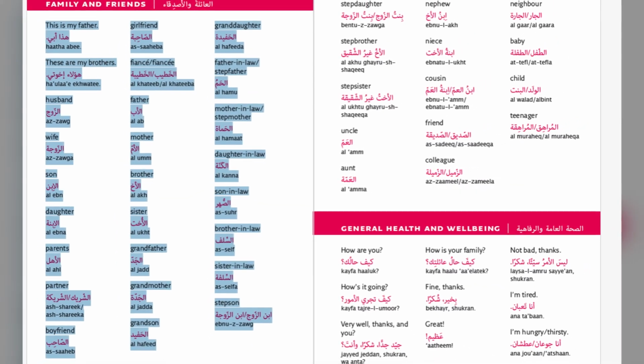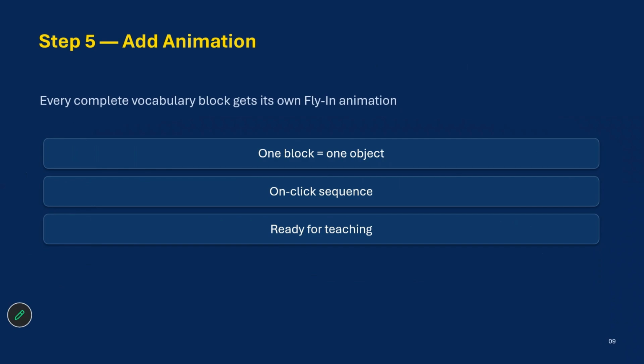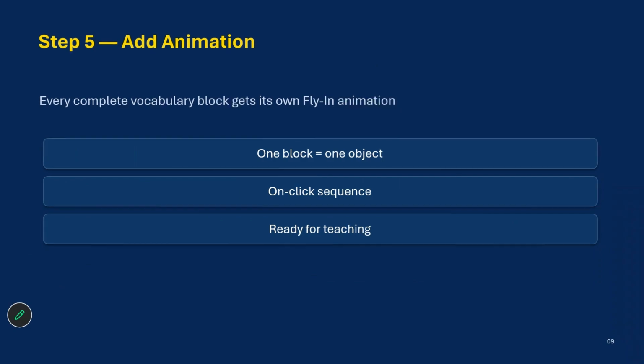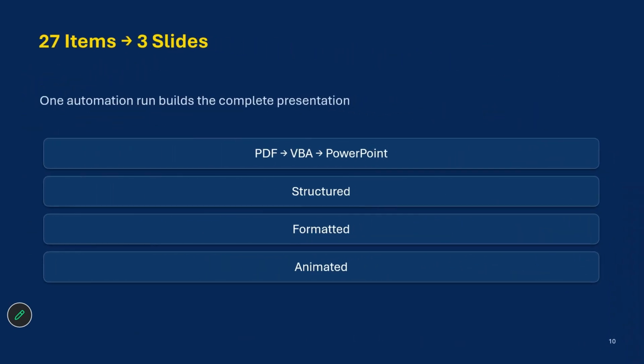The resulting presentation is immediately usable for teaching. 27 items displayed in 3 slides. In this example, one automation run processed 27 lesson items and generated 3 PowerPoint slides. The content was structured, formatted, distributed across columns, and animated automatically.